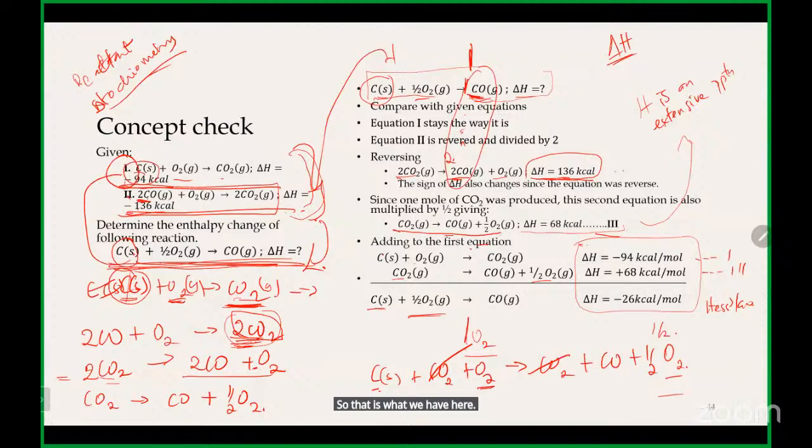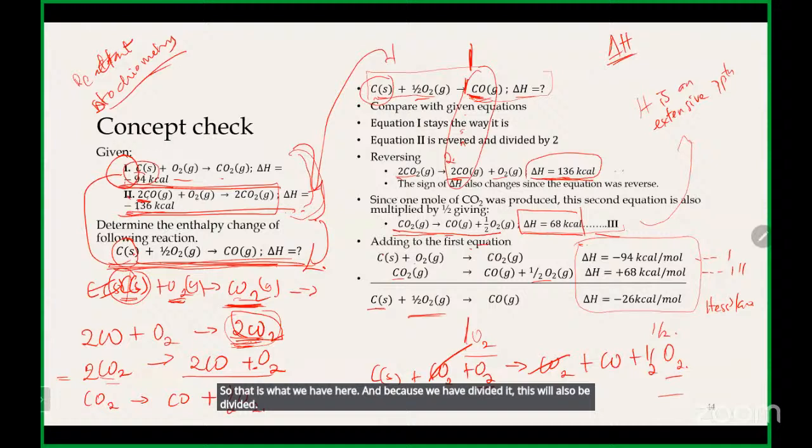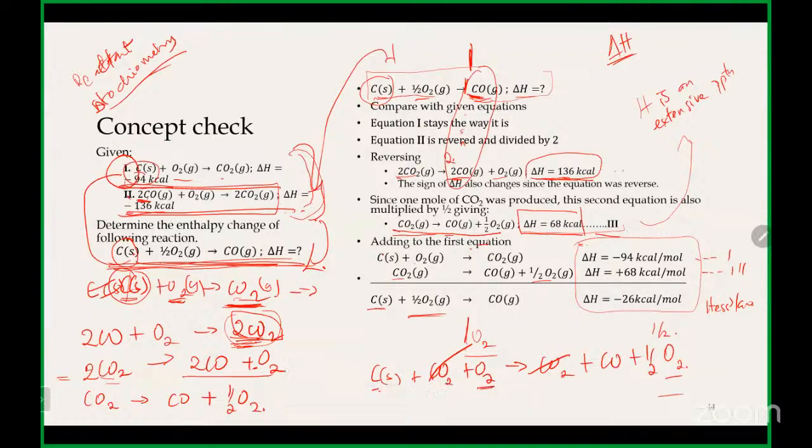And because we have divided it, the delta H will also be divided. So dividing that, this is your equation 1 now, C plus O2 going to CO2, and this one is CO2 going to CO plus half O2. You have the delta H for each one as given.